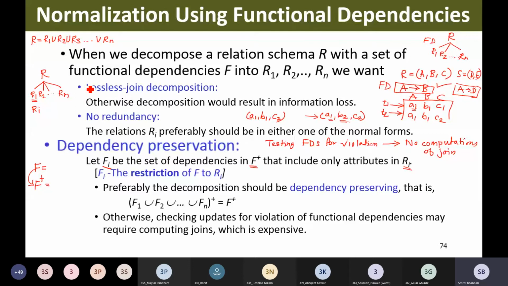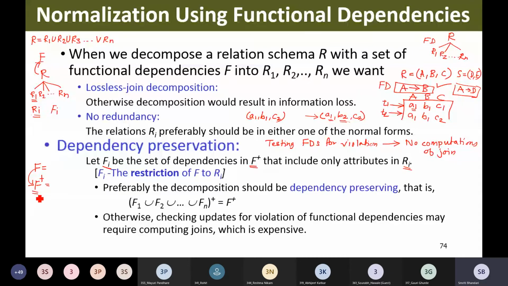Yes, ma'am. Right. So every relation is now denoted as Ri in general. Now, given this R, we have the set of functional dependencies F. With this set F, we can compute F plus. And now we are deriving a new set of functional dependencies denoted as Fi.